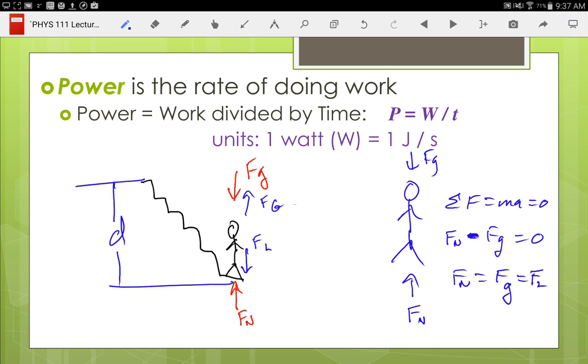Now, you might think about this. Let's say that Daisy and I decide that we're going to race from the basement of the Dick building to the top of the Dick building. So we start at the bottom, we run up those stairs. When we get to the top, how does the work I did compare to the work Daisy did?